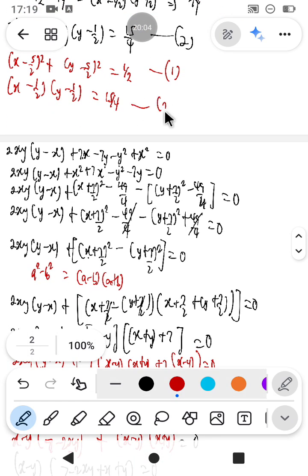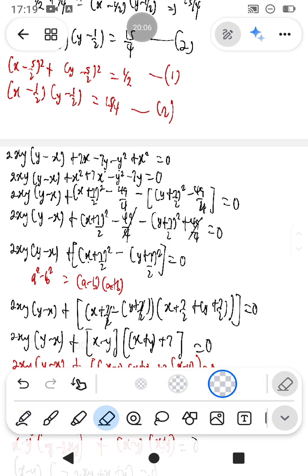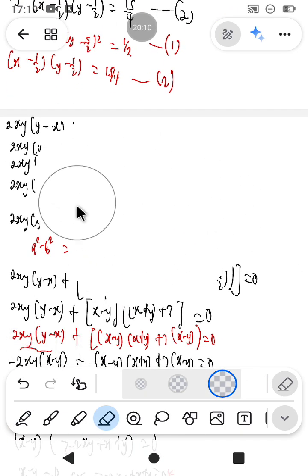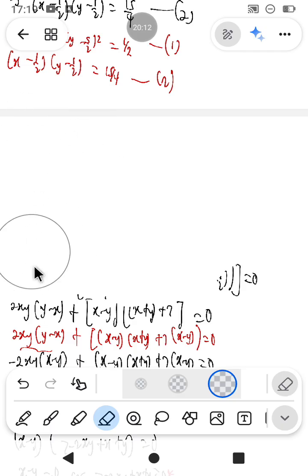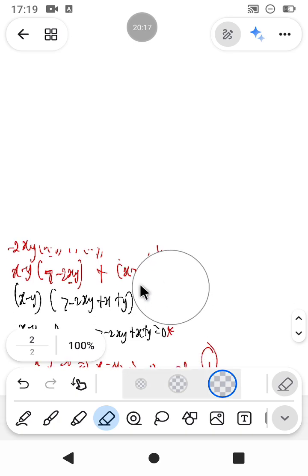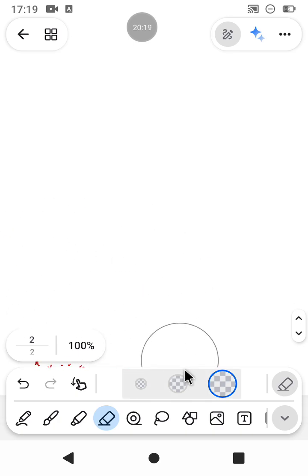That's equation 2. All right, so now let's clean this second part so that we can have enough space to work to solve the remaining part of the solution. Okay, we are almost done.